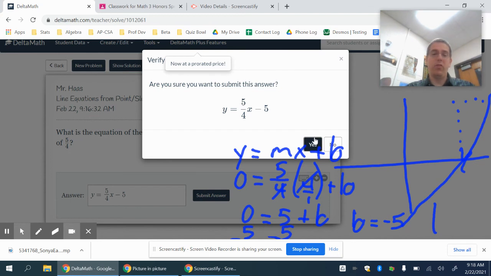The DeltaMath explanation uses a different formula, but plugging into y equals mx plus b works very well.